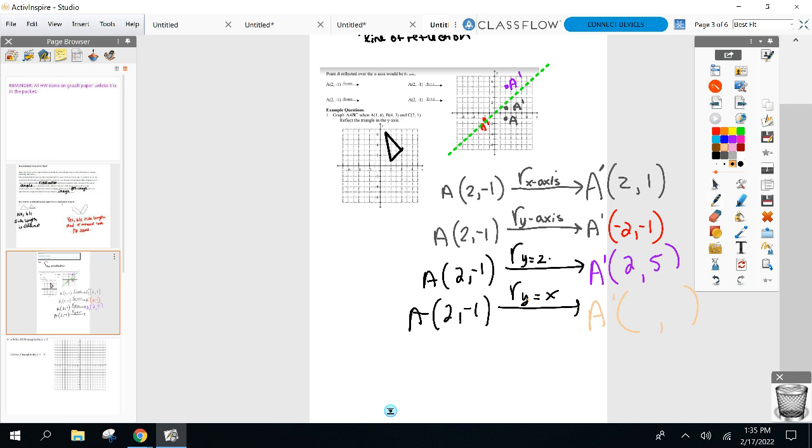Flip them. Your Y is now your X, and your X is now your Y. So where would 2, -1 go? 2, -1, 2.